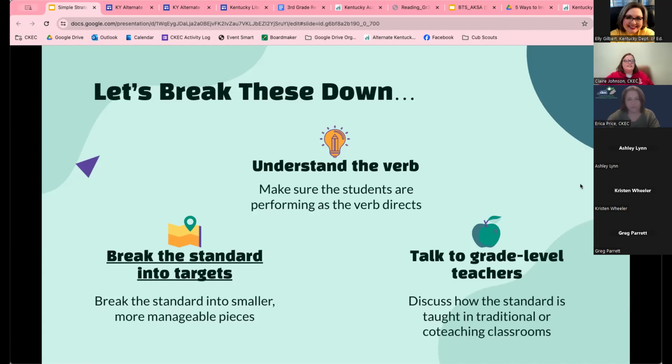Erica, anything else to say about that one, or think that's about it? No, that's about it. That's exactly how I would take my standard to the teacher and say, how do you teach this? Take notes on it, and then in my special ed mind, rework it to meet the needs of all the kids in my classroom. Mm-hmm. All right.